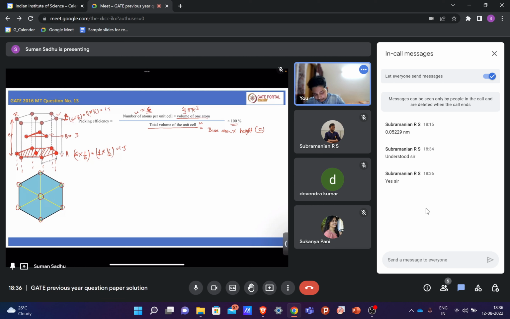If we see this plane, you can see that there are a total of 6 equilateral triangles, right? The length of this edge is equal to the lattice parameter. So for one equilateral triangle, what will be the area? The area will be √3 by 4 a square, right? Now we have a total of 6 equilateral triangles in the base. So what will be the base area then? 6 multiplied by the area of this one triangle, that is √3 by 4 into a square, right?